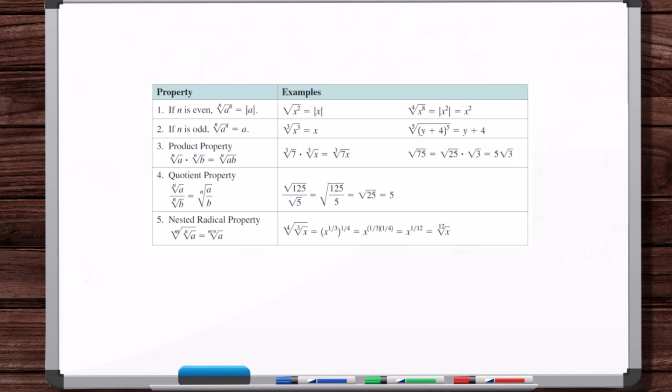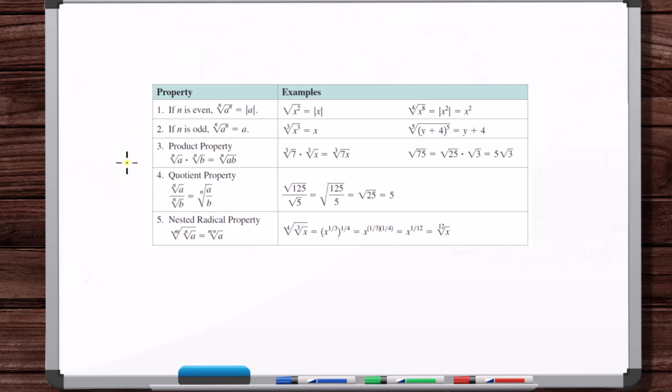Okay, so to simplify a radical expression, we use the properties of radicals. These here. So like the product property, the nth principal root of a times the nth principal root of b is the principal nth root of a times b. Same thing with the quotient property. But the indexes have to be the same for these properties, but for the nested radical property, they don't. The principal mth root of the principal nth root of a you can write as the principal m times nth root of a. Okay.